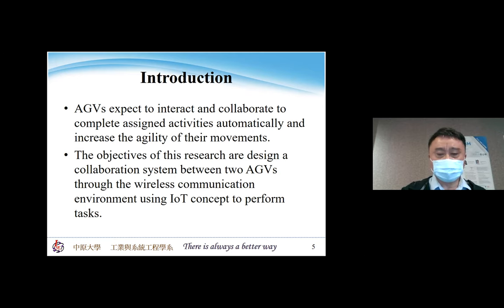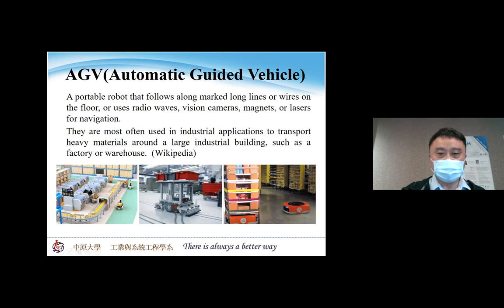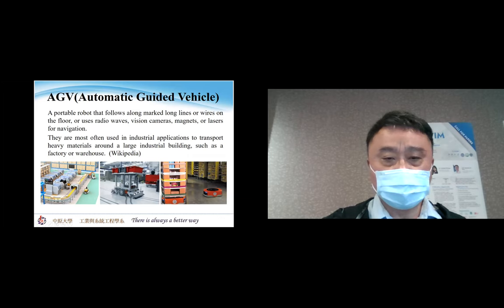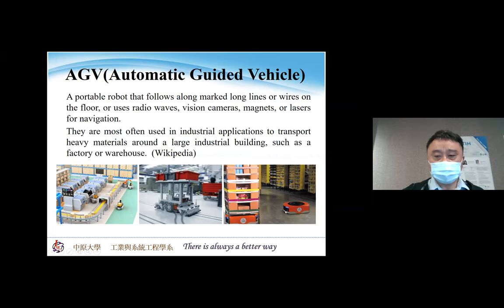Let's talk a little bit about the background. First of all, the AGV. The AGV is an automatic guided vehicle. We can see the definition from Wikipedia here, and from the photos we can see many different kinds of AGV. Because we talk about the warehouse, you can see some examples of AGVs moving in a warehouse. Some have a track, like the middle one, and the other two have no track on the ground. What we did has no track on the ground.